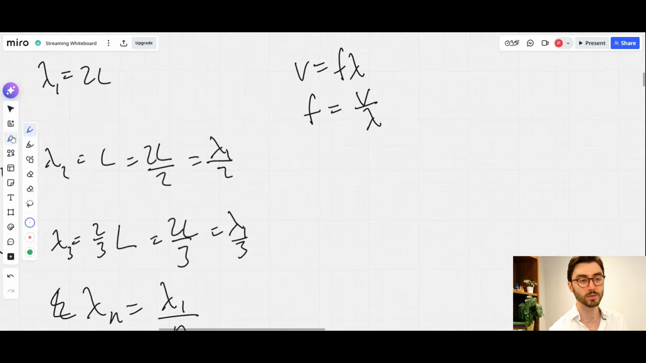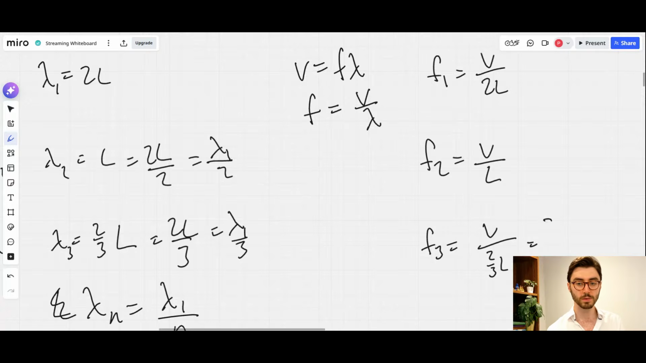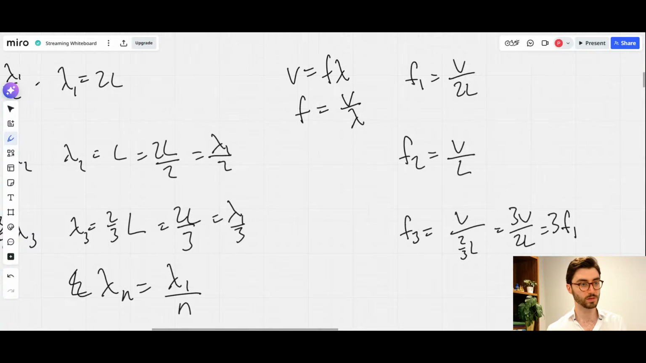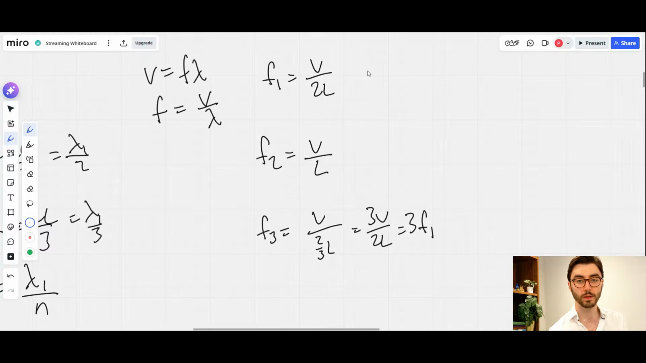So here for the first harmonic, the first frequency is going to be v over 2L, which is lambda 1. And for the second, v over L. And here f3 is equal to v over 2/3 L, which is equal to 3v/2L, which is equal to 3f1. So let me just zoom out a touch so that you can see. And so this is equal to 2f1.